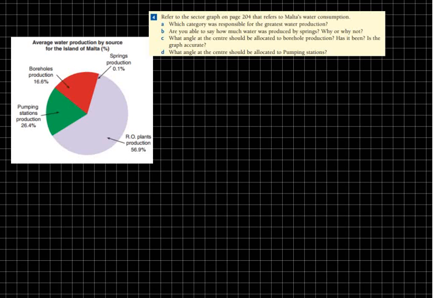Something that is very useful about graphs is that they can provide a lot of information in a short space and without too many elements. So here it's very easy to see that the answer for part A will be RO plants production. It's not hard to see because it's very easy to visualize. So RO plants are responsible for the greatest water production on Malta Island.